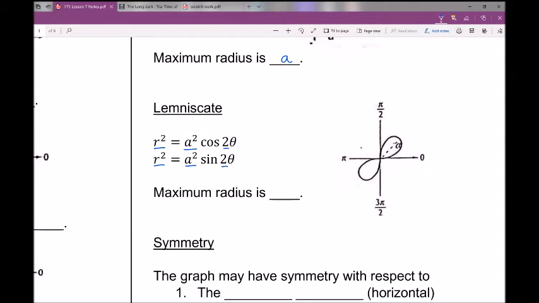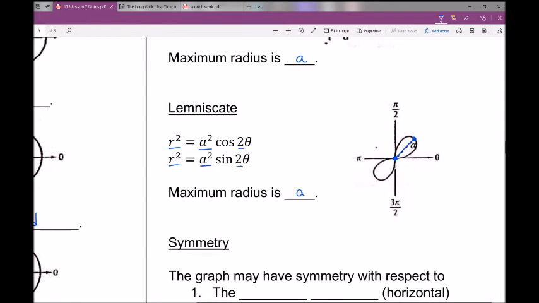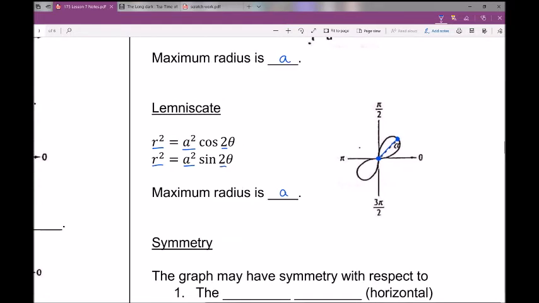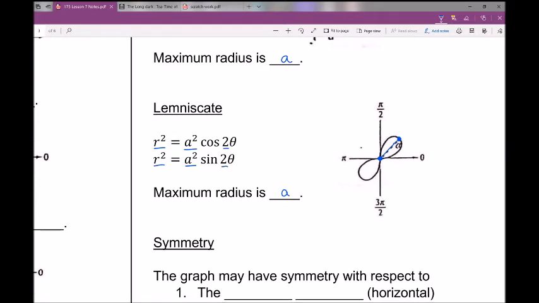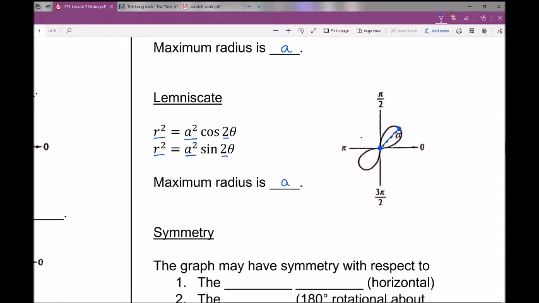And again, we have a maximum radius of A. So just like with the rose curves, this maximum radius goes from the center of the graph all the way to that petal. All right. So again, it's kind of telling you how big the petals are. Okay, so those are your basic kinds of polar graphs, and I know it's a lot of information, but it's one of those things that you kind of just have to practice and get used to.